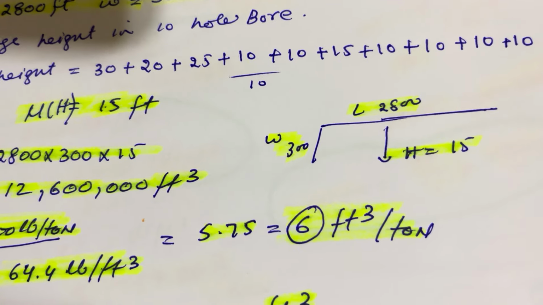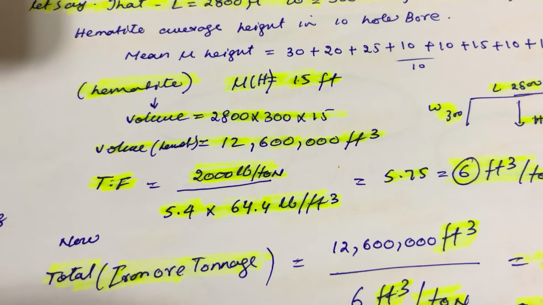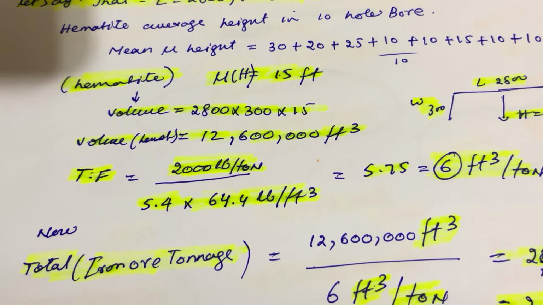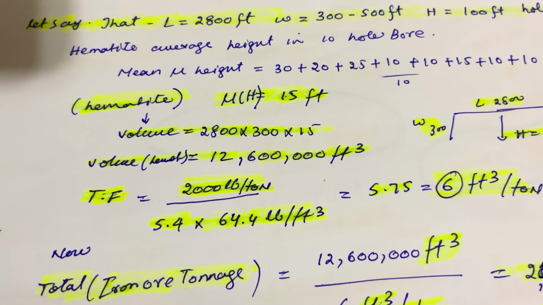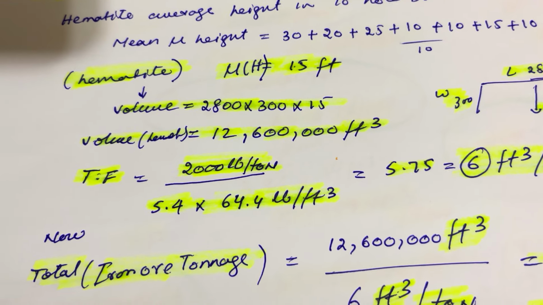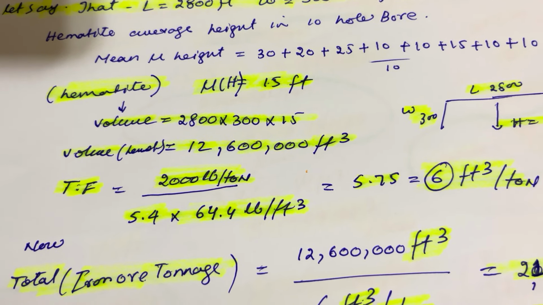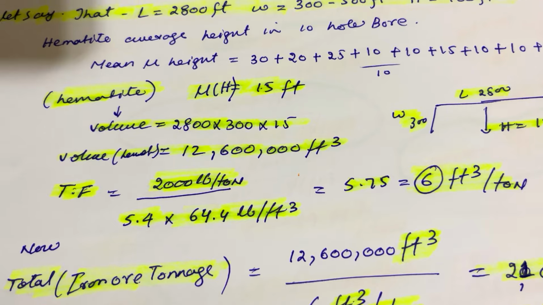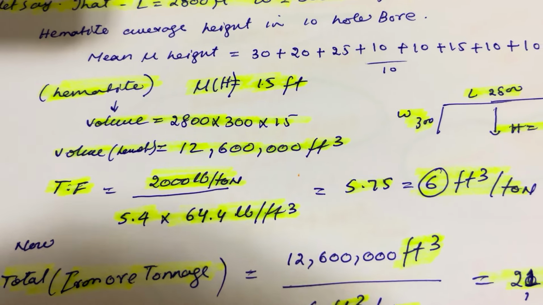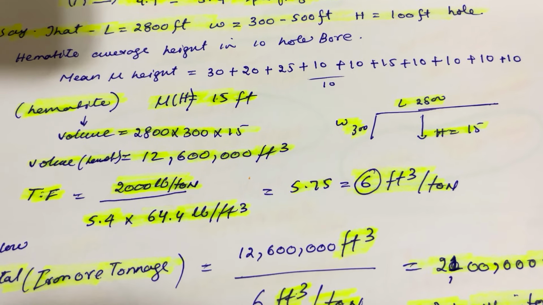This is the figure I made, so if you want to, you can check it. This is the volume I got: 1,260,000 feet cubed. The tonnage factor is 200 pounds per ton. There are two tons, one in kg, one in pound, and this is in pounds. So the tonnage factor is equal to 200 pounds per ton divided by 5.4, the specific gravity of the hematite, times 64.4 pounds per cubic foot, the density of water. So we got 5.7.